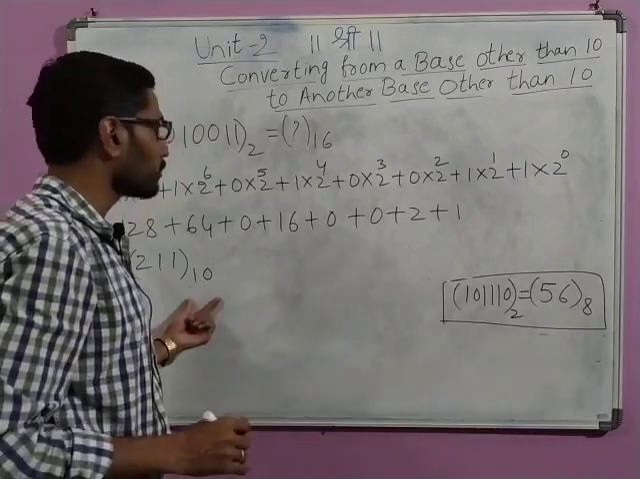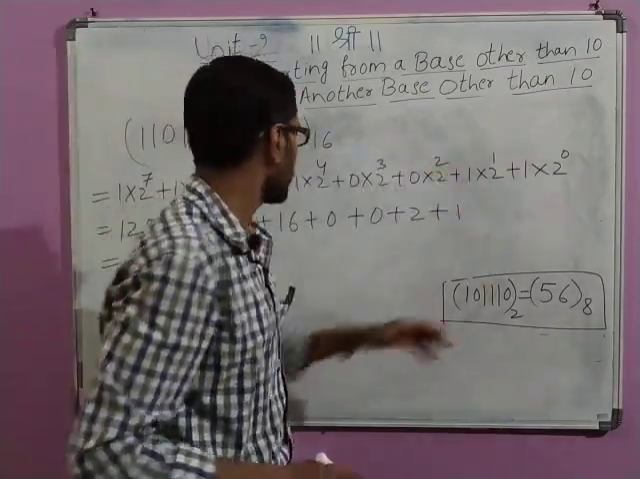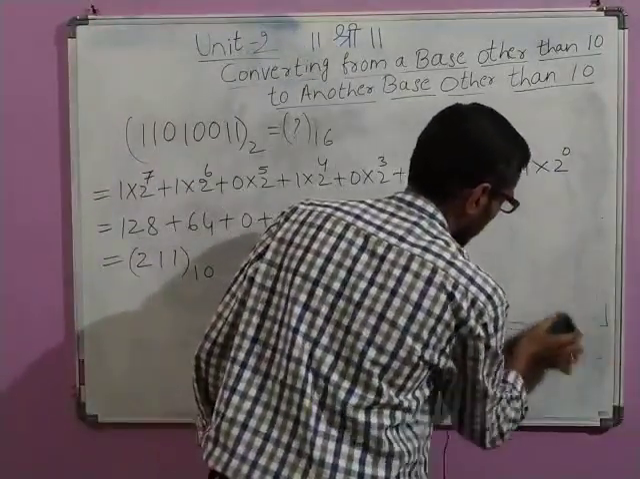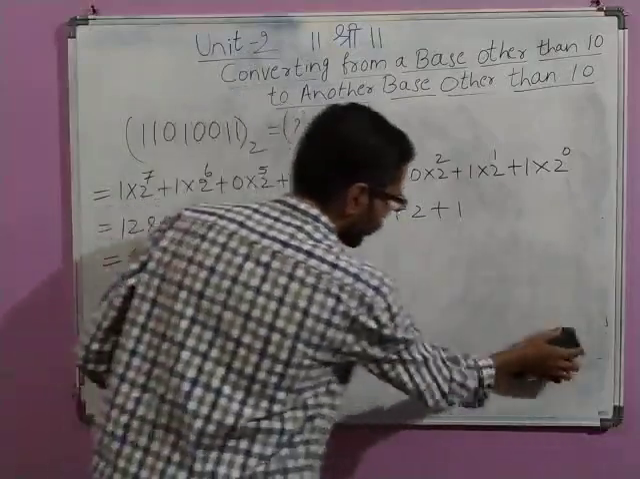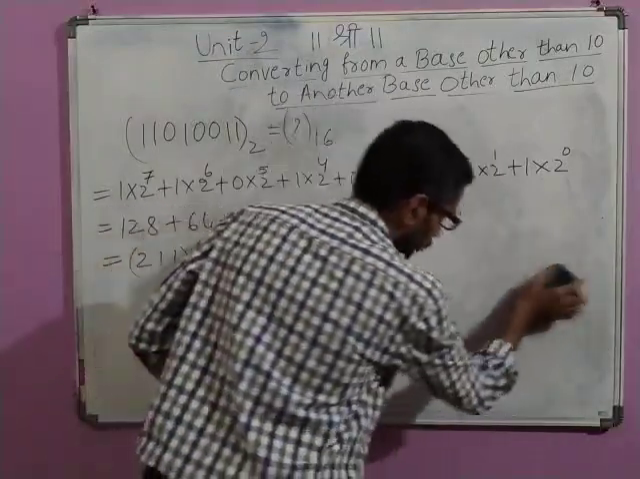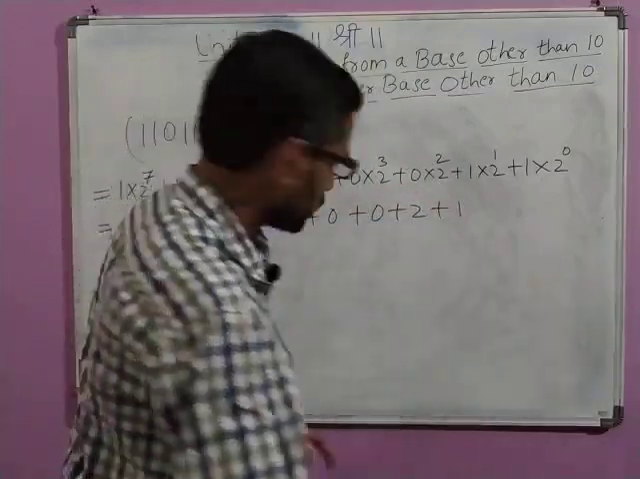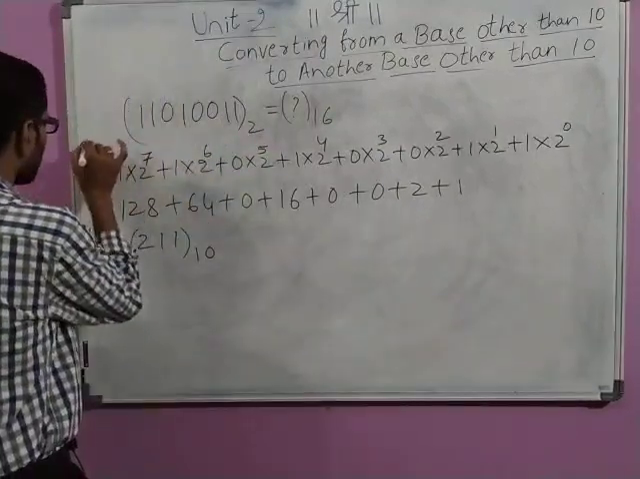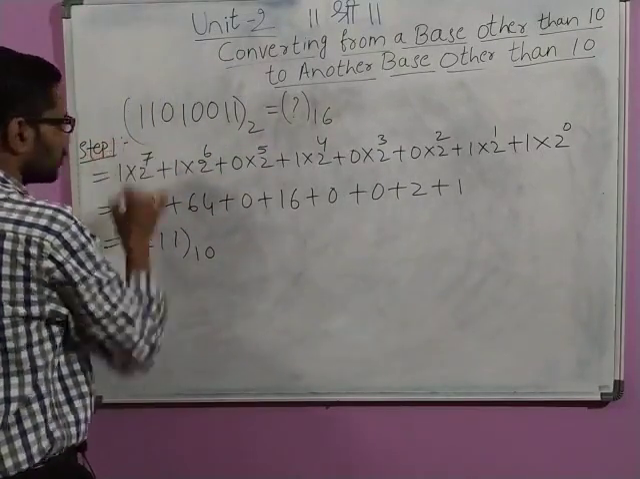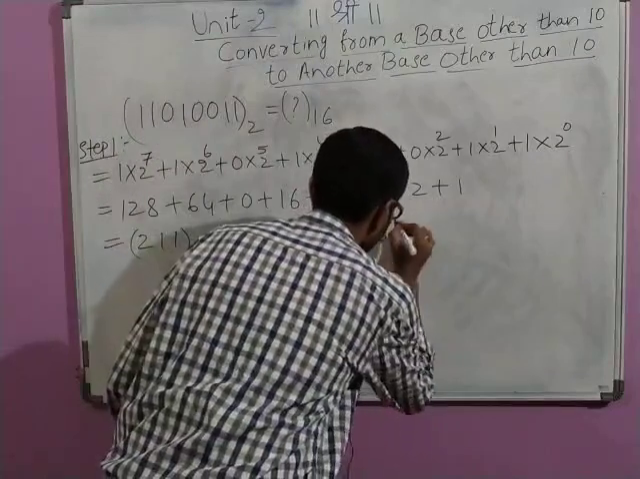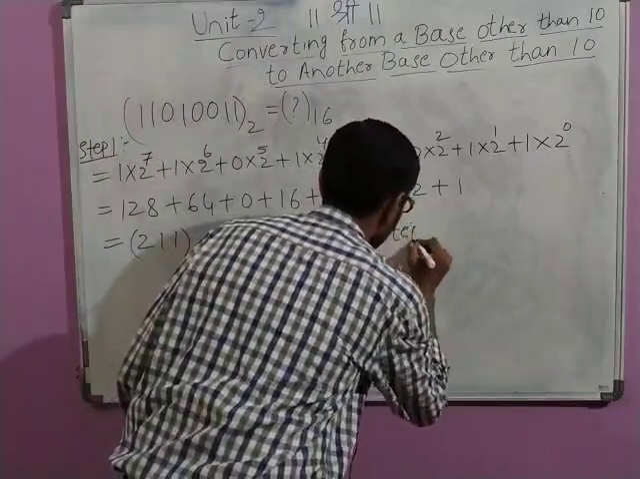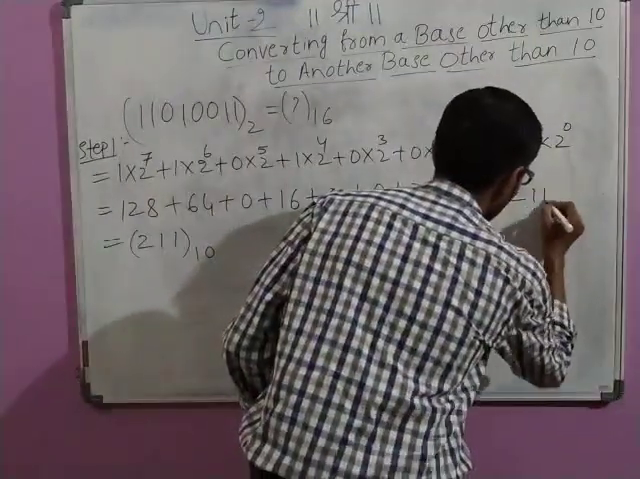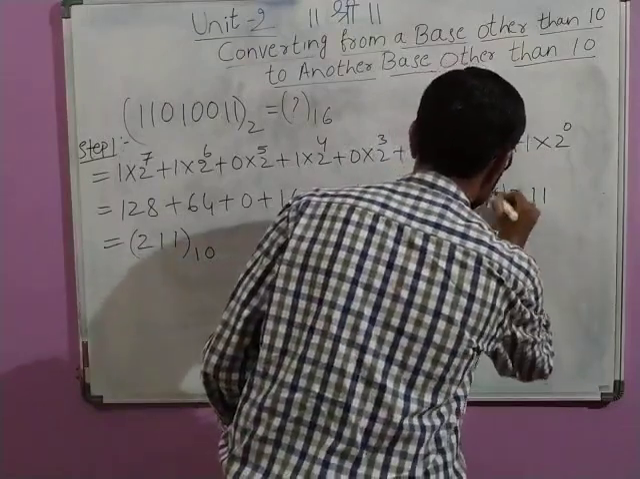Now you need to take this number and convert it into hexadecimal. So this is the decimal number, and we already solved a few examples where we converted a number from decimal to hexadecimal. So from decimal to any other base, what you need to do? Go on dividing by the required base. So this is step 1. Now we will write step 2. So 211, go on dividing by 16.